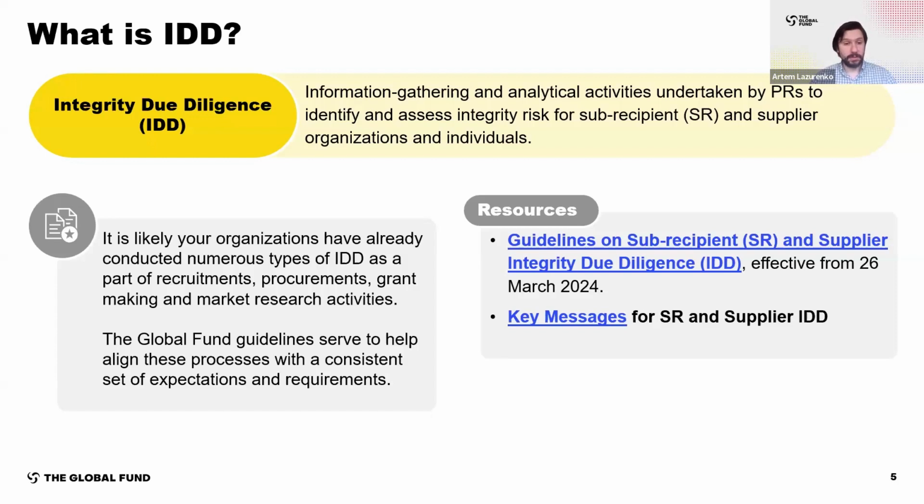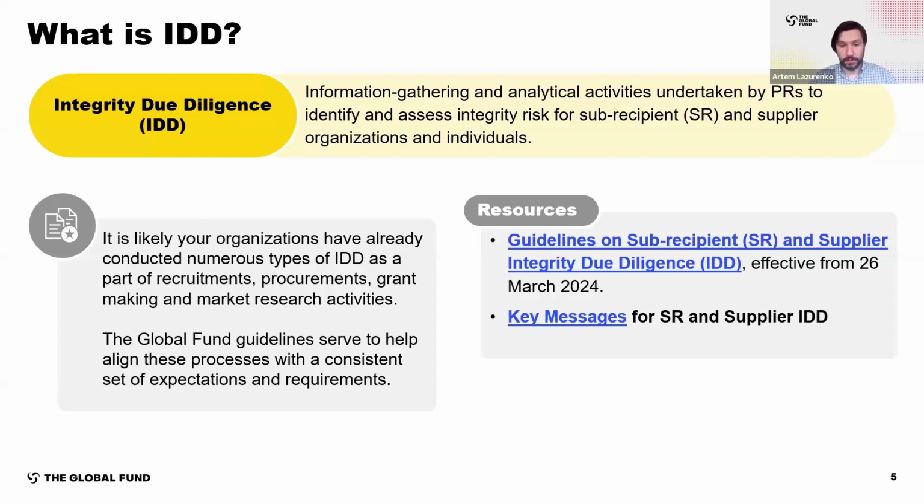Now, as I have mentioned, it is likely that your organizations are already conducting numerous types of integrity due diligence as a part of your recruitments, procurements, grant-making activities, such as sub-recipient selection, and general market research. So we're not seeking to introduce any kind of new process, but we have issued these new guidelines for integrity due diligence to ensure some consistency across our implementation structure and making sure that a good, robust standard of a solid IDD program is in place, and that for PRs who are maybe a little bit new to this activity or operate in less mature contexts, they have some information to go on to build out their own IDD program.